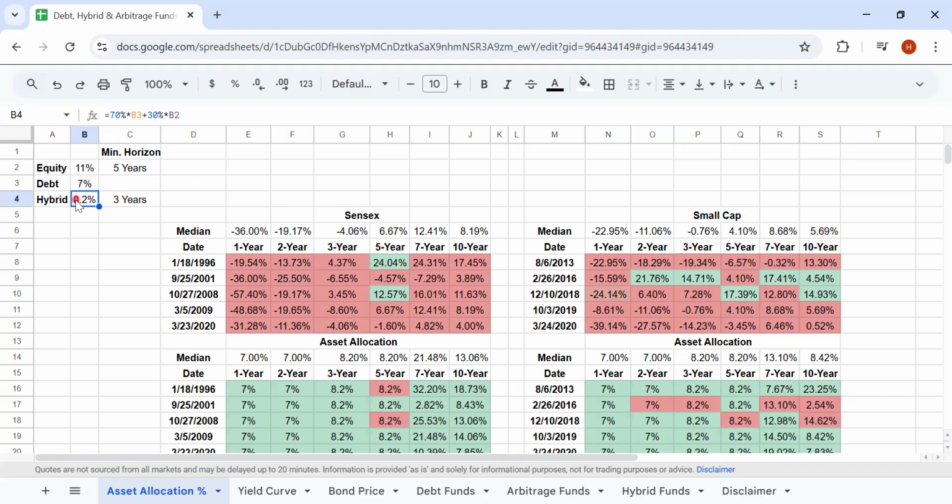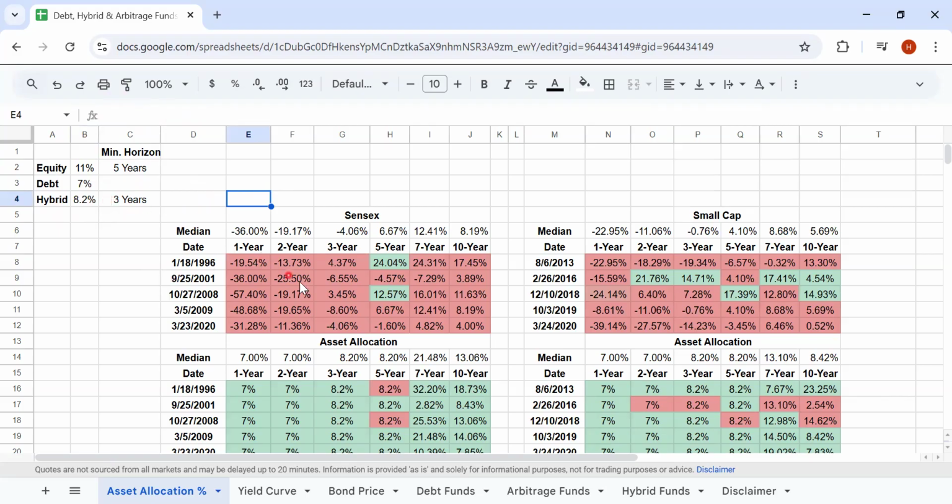And for the hybrid funds, like I mentioned, it's a combination of equity and debt. In this case, I have taken 70% in debt and 30% in equity. So typically, this is the combination a conservative hybrid fund will have.